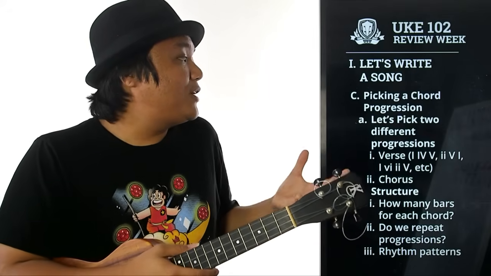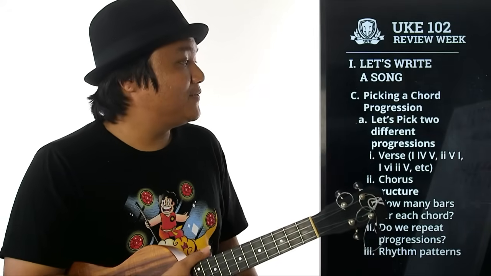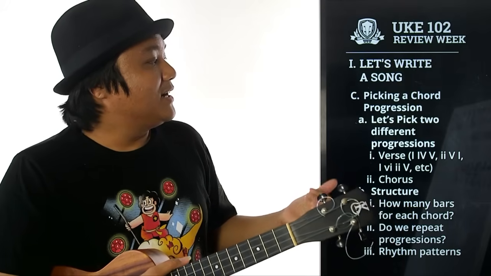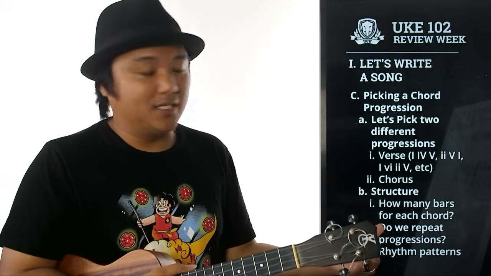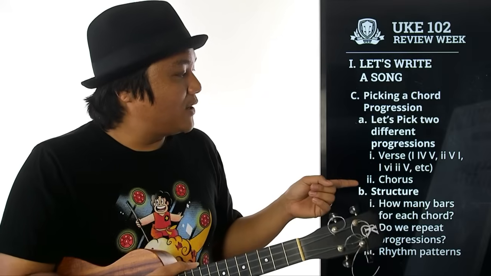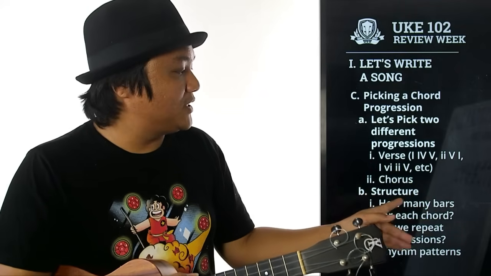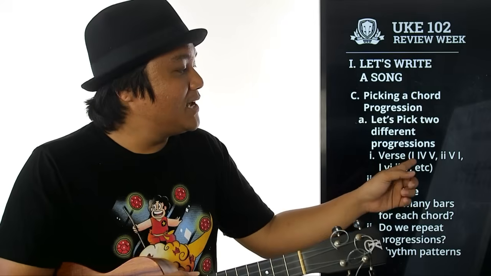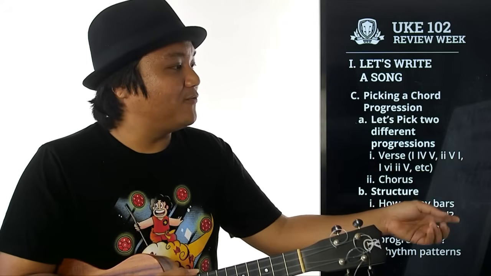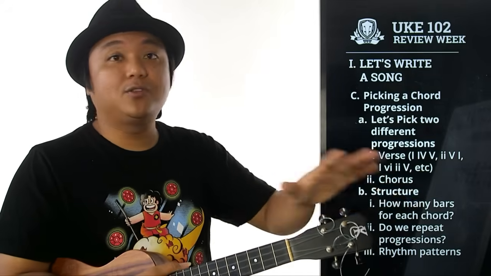Now let's pick a chord progression. So we learned this in recent weeks as well. Let's pick 2 different progressions, one for the verse, one for the chorus. So here I provided some common chord progressions: 1, 6, 2, 5, 1, 4, 5, 2, 5, 1, and this corresponds to the chord family.